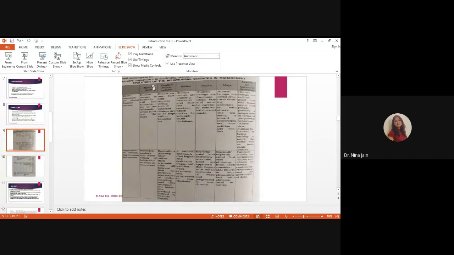The people we will see are Machiavelli, then the English philosophers, what they say. Weber is also one of the persons who tells about the moralistic assumptions. Then there is Taylor, Mayo, and the modern behavioral science. This is all about the evolution of the behavioral science and management.